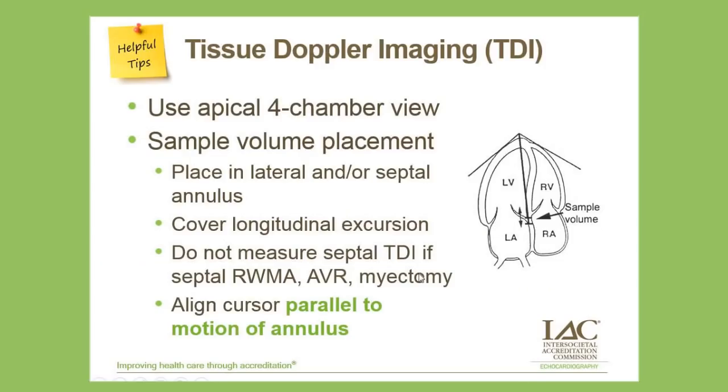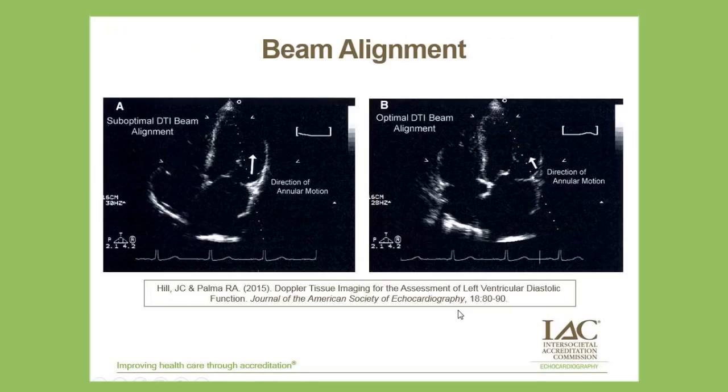So for tissue Doppler technical tips, use the apical 4-chamber view. For sample volume placement, you want to put it in the lateral or septal annulus and cover the longitudinal excursion of the tissue. So take a look at it in real time and see where you've got that sample volume. Do not measure the septal tissue Doppler if you have a septal region wall motion abnormality, MVR, AVR, myectomy, those sorts of things. And then align the cursor parallel to the motion of the annulus.